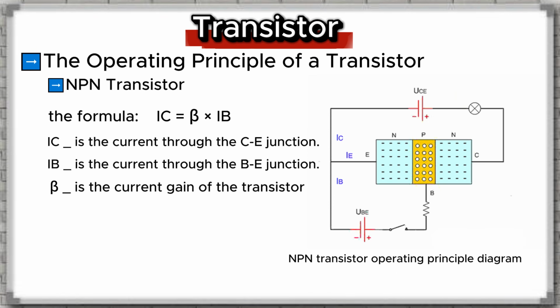The PNP transistor. The operation of the PNP transistor is almost the same as the NPN transistor. The only difference is the polarity of the voltages UCE and UBE is reversed. The collector current IC flows from emitter to collector, and the base current IB flows from emitter to base.